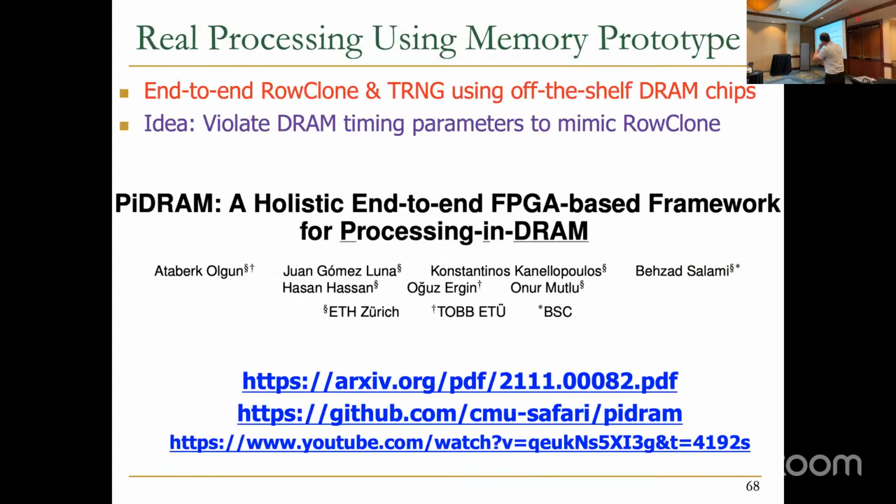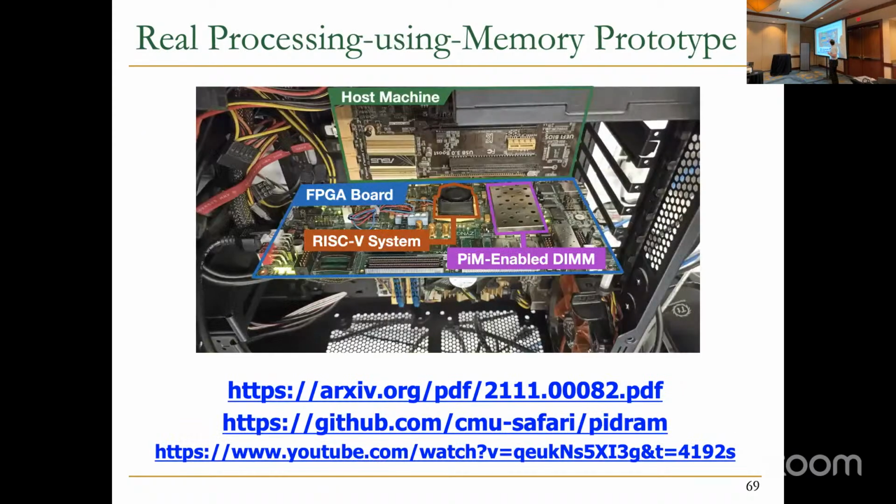This is Ataberk's work. He basically showed that by violating the timing parameters, you can mimic RowClone, building on compute DRAM work from Princeton. And he built this FPGA-based infrastructure where you can offload row copy and true random number generation operations to the memory controller from a RISC-V processor that's inside the FPGA.